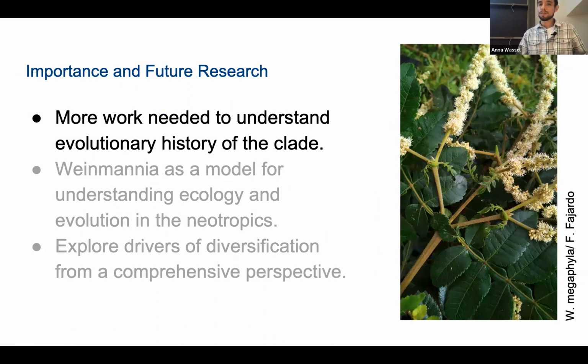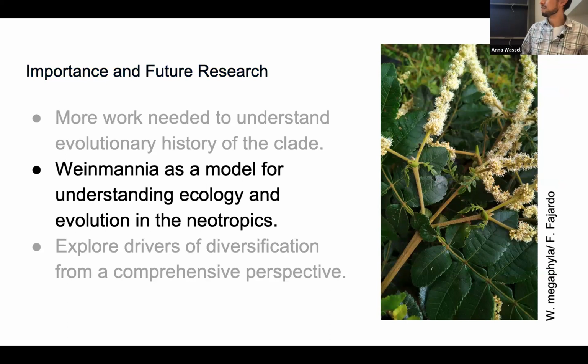Just to conclude, I want to mention some key points and future perspectives. Of course, more work is needed to understand the evolutionary history of this group, and that might be beyond my dissertation. Here we want to propose Weimania as a model system for understanding ecology and evolution in the neotropics, and particularly the pervasive hybridization and distribution across disjunct mountain regions could allow us to explore relationships between reticulate evolution and diversification and adaptation.